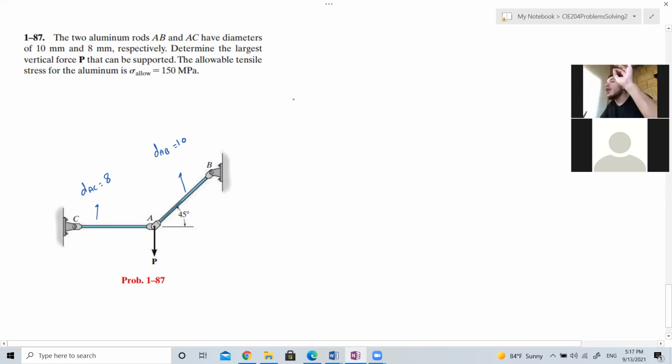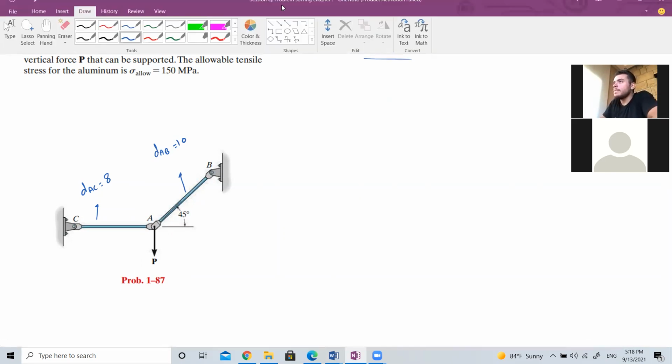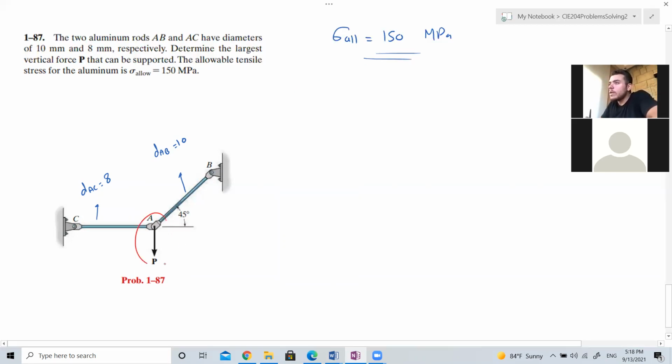Determine the largest vertical force P that can be supported if the allowable tensile stress for aluminum, sigma allowable, is equal to 150. You need to determine the maximum force P you can put on the system so that you do not exceed a sigma allowable of 150 megapascal. Well, I must get sigma failure, I think. Here you don't need sigma failure, Hassan, because you only need sigma allowable. In the design equation you don't use failure, you use allowable.